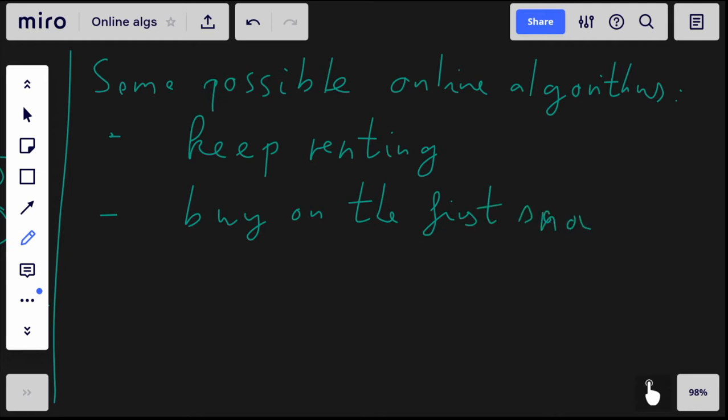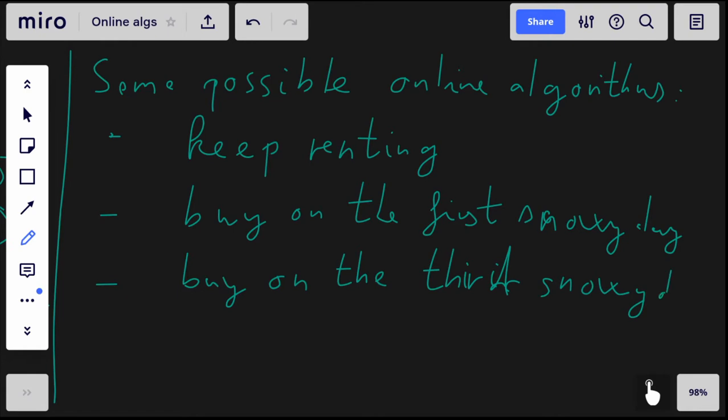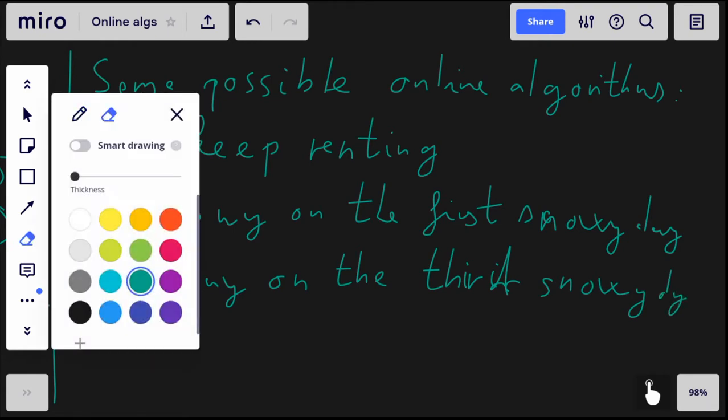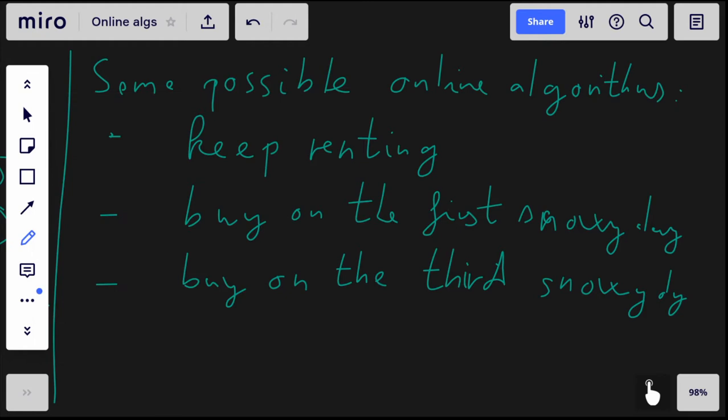The first snowy day. And of course there is another one, say buy on the third. If there are 3 snowy days, which you don't know in advance, then on the first snowy day you will just rent, and the second you will just rent, but on the third one you buy. So it's just the third snowy day. And so on. I guess you can just come up with some possible algorithms.